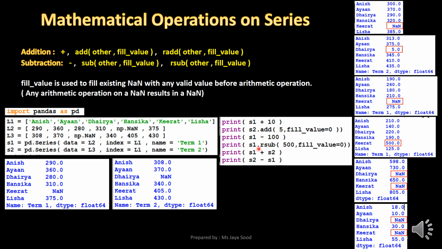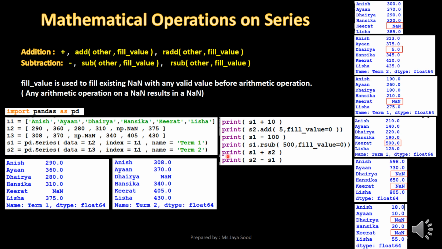The next statement print S1.rsub(500, fill_value=0) will first replace the NaN values in the series S1 with a 0 and then reverse subtract each value of the series S1 from 500. So for Anish, 500 minus 290 will give us 210 and so on. For Kirat, which is a NaN, will be first replaced by the value 0. Then 500 minus 0 will give us a 500.